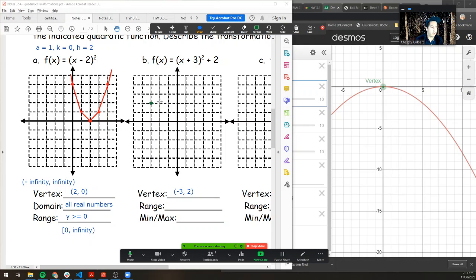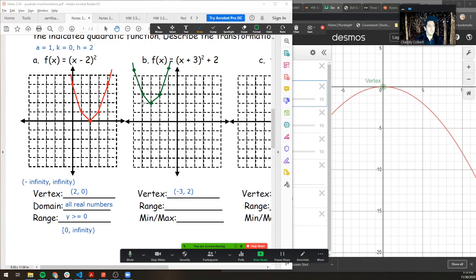I can go over 1, up 1, over 2, up 4, 1, 2, 3, 4 is about there. And then I can just mirror it. If I go over 1 this way, up 1, I'm going to go over 1 the other way and up 1. If I go from the vertex over 2, up 4 one way, I'm going to go over 2, up 4 the other way. Right, and there it is. I'll do my best to draw some lines. Look something like this. It's not perfect, but it is what it is.